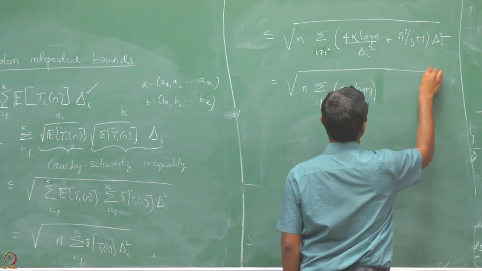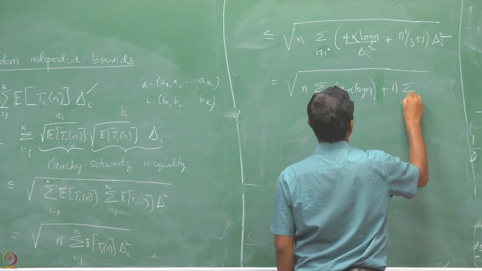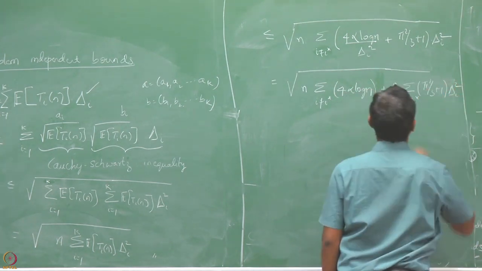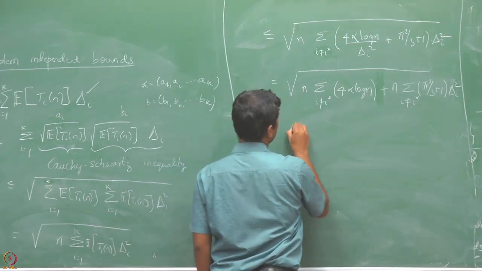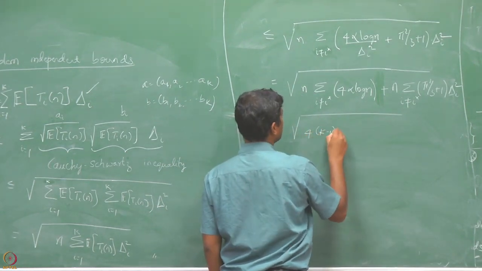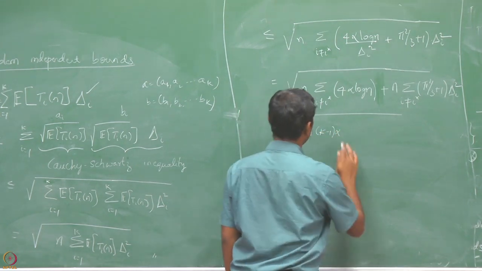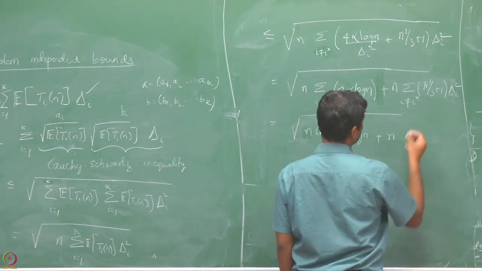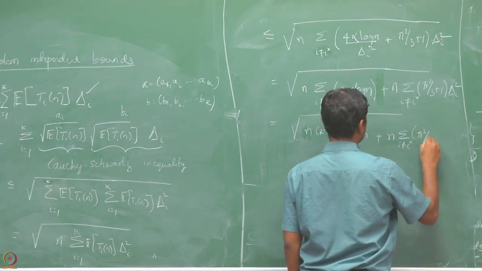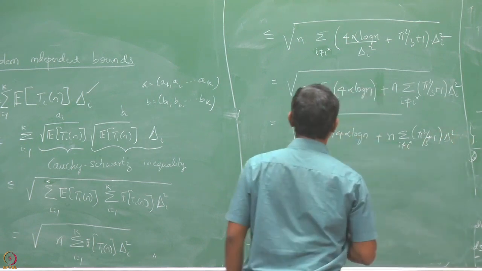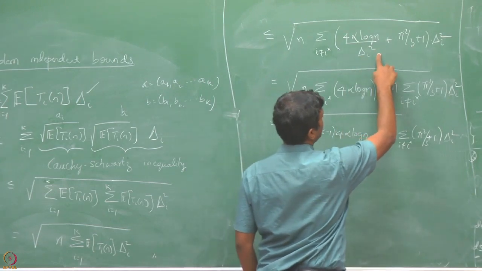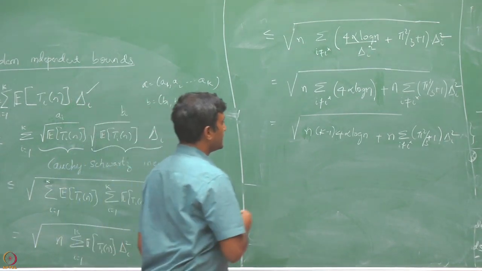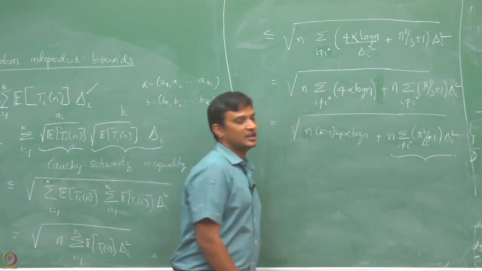and then we will have this another term, the sum over i not equal to i star of pi squared by 3 delta_i squared. Now further simplifying it, this will give me 4(k minus 1) alpha log n, plus n times this, which I will keep just like that. Notice that this delta_i squared got knocked off with the delta_i squared term here, and we are left with delta_i only in this part of the bound here.